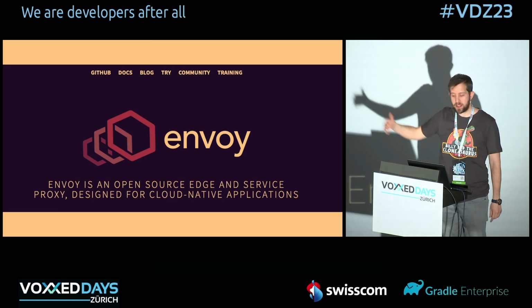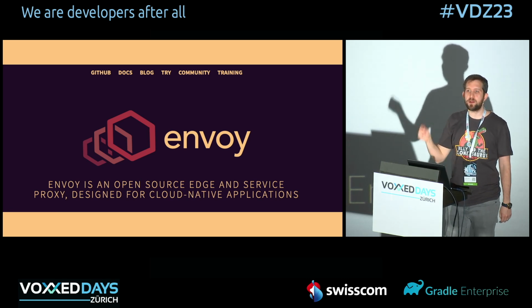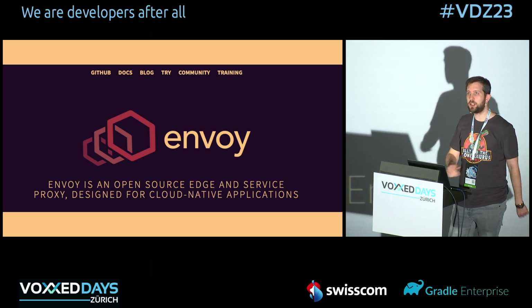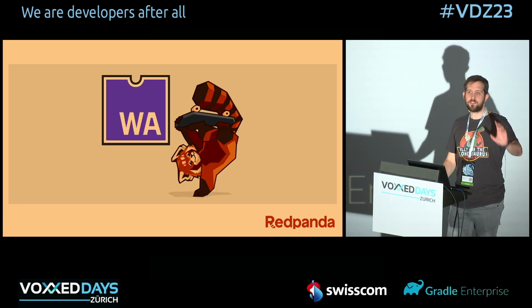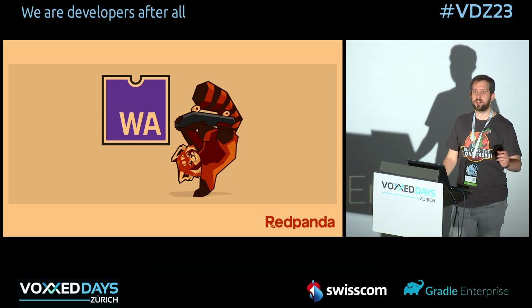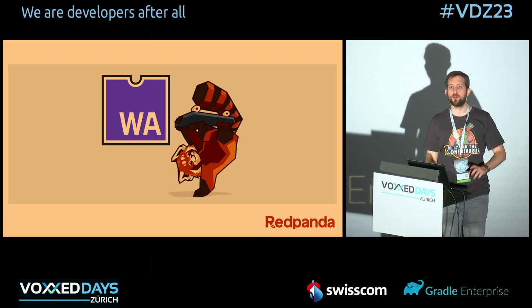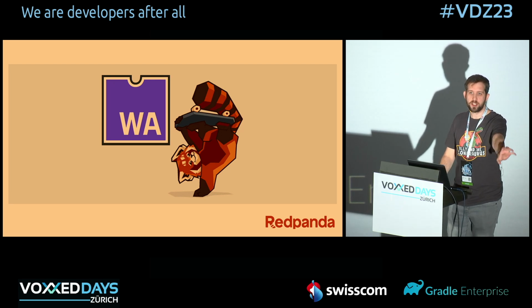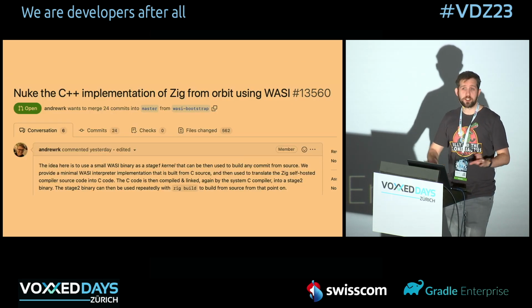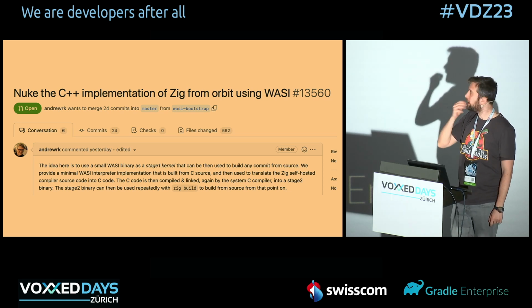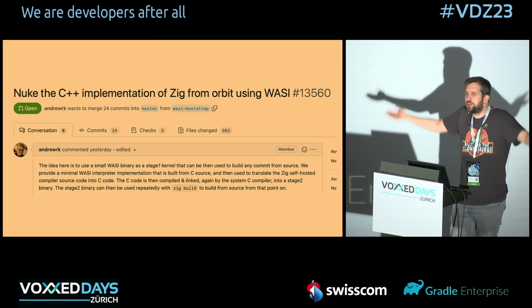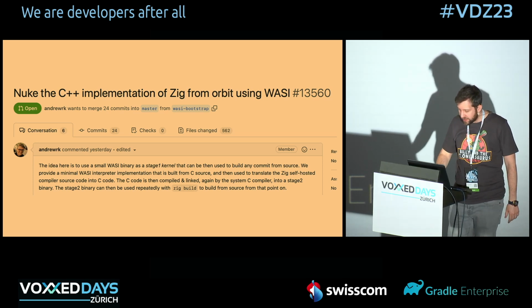This is Envoy. Envoy is a proxy, and it uses WebAssembly to do HTTP middleware. This is RedPanda, which is a Kafka implementation that uses native code and uses WebAssembly for doing data transformation close to the data. There's also people that do weird stuff. This is the Zig programming language. It's a cool programming language, and they use WebAssembly to bootstrap the compiler, because why not?